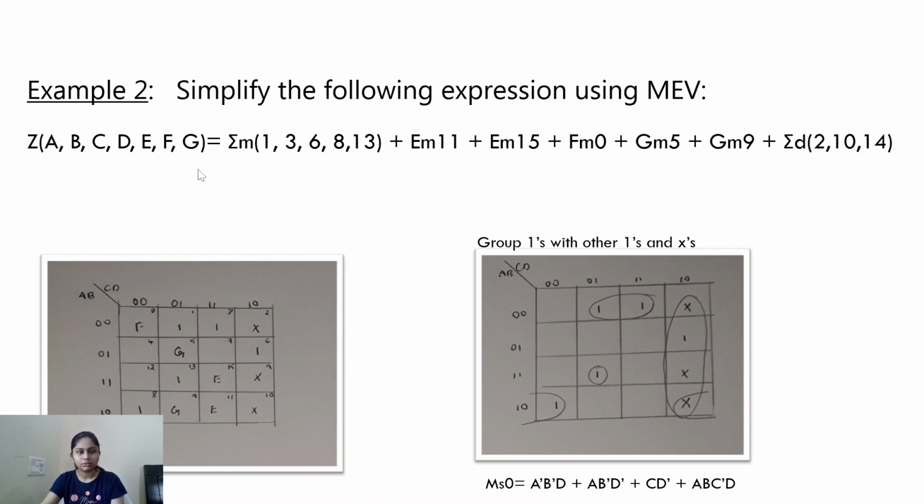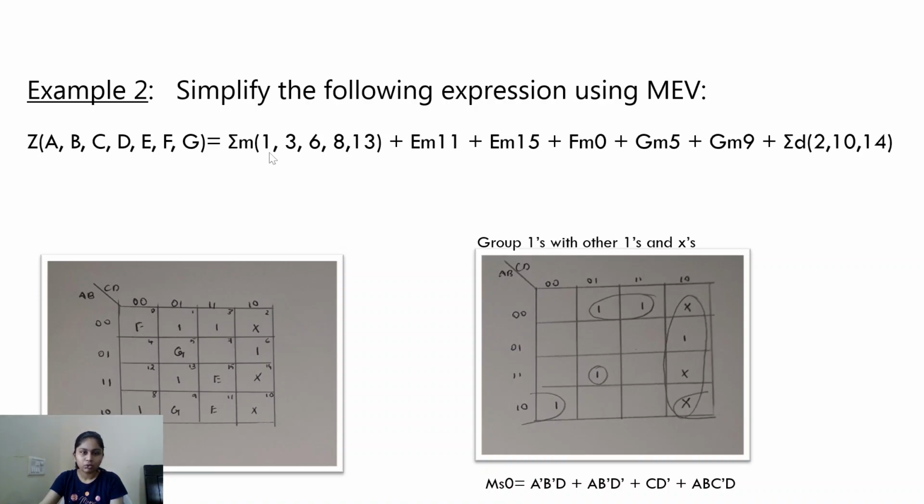Moving on to the second example, here we have Z of A, B, C, D, E, F, G is equal to summation of minterms 1, 3, 6, 8, 13 plus E M11 plus E M15 plus F M0 plus G M5 plus G M9 plus don't care terms 2, 10 and 14. In this problem, we have more than one map entered variable. So to proceed with this kind of problem, we first plot all the entries into a K-map.